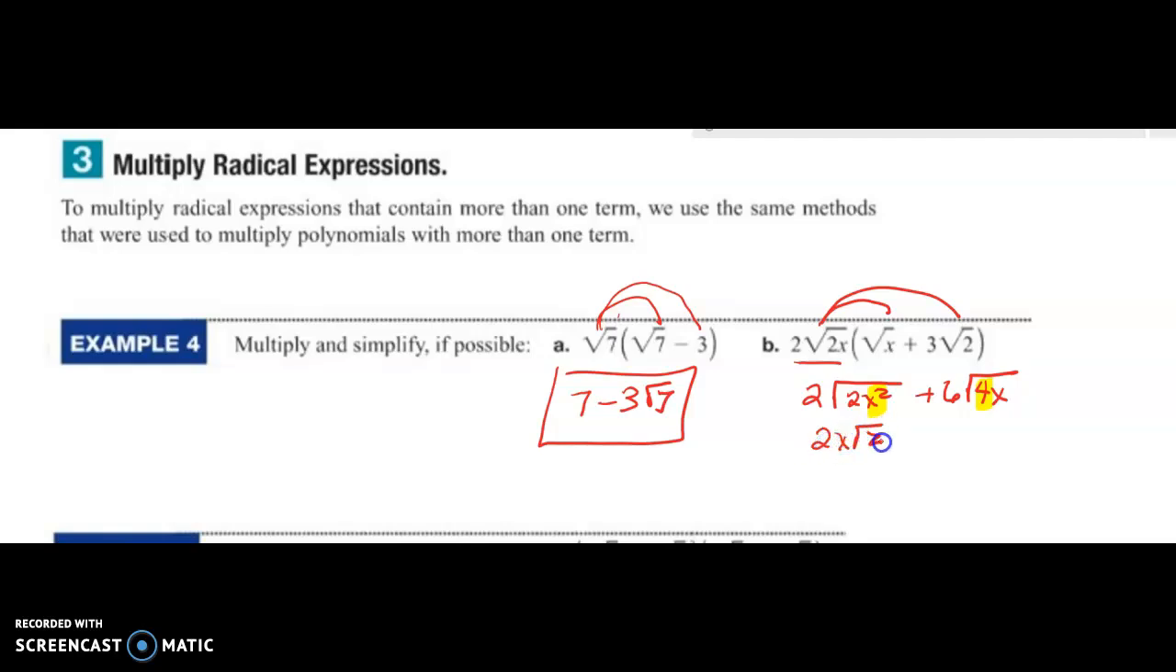Then I have this radical 2. Plus the square root of 4 is a 2, which 2 times 6 is 12, and I'll have 12 radical x. And we'll look at those radicals. Are those like radicals? Nope. So that is my simplified answer.